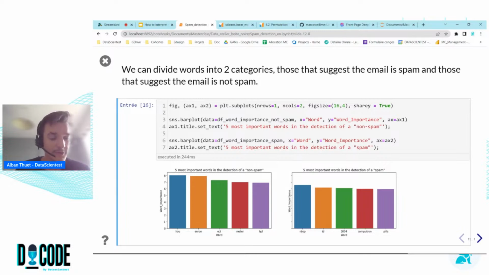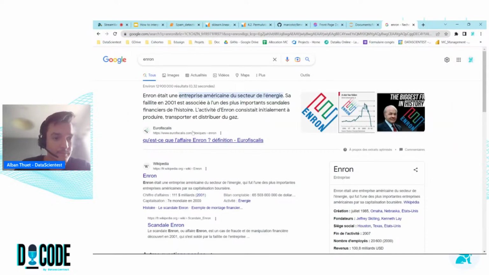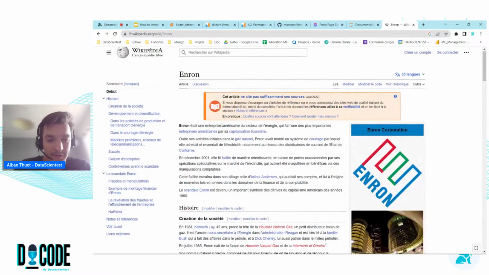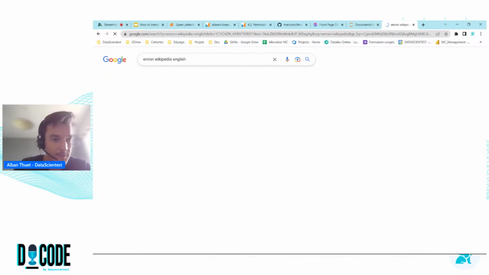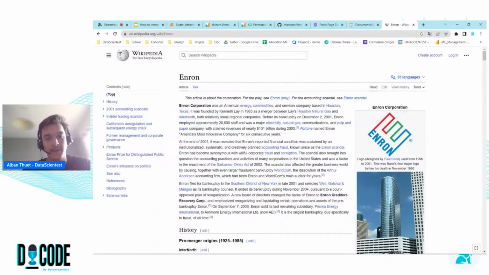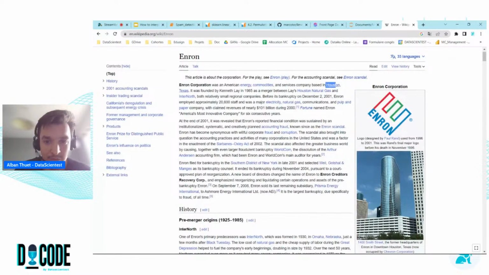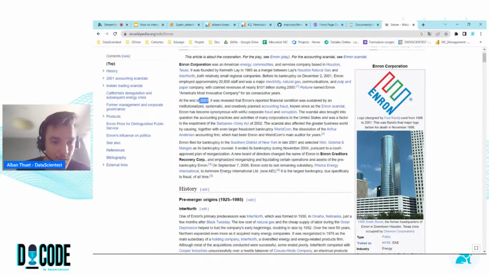So if I try to search on the internet, for example, for Enron, it's in French, sorry. I see that Enron is a company based in Houston that was founded by etc., etc. At the end of 2001, its reported financial condition was sustained by accounting tricks, and the company went bankrupt because of fraud and corruption.